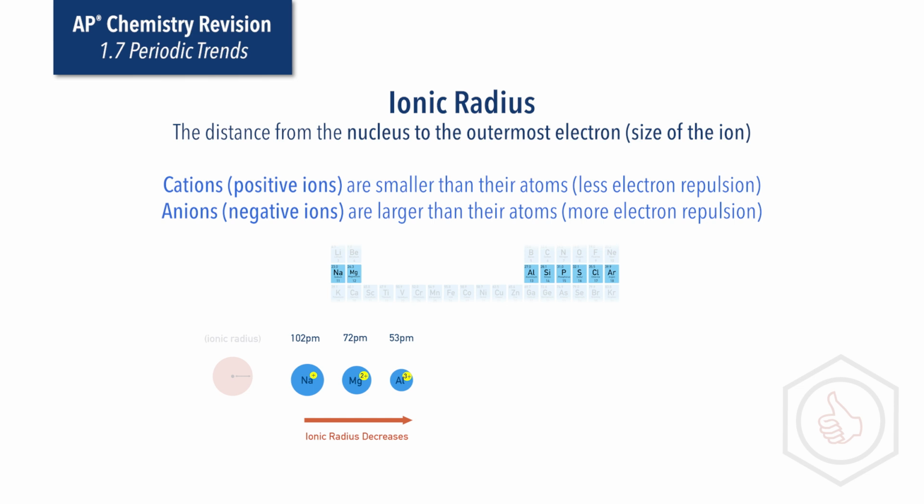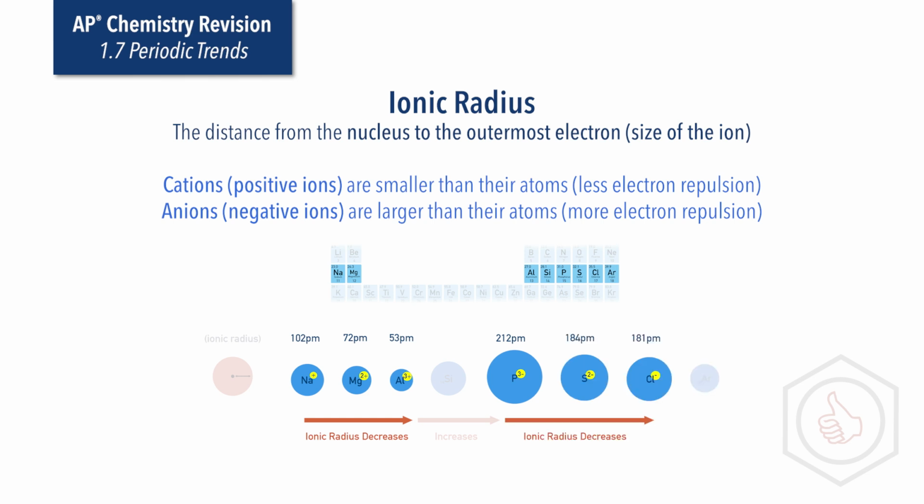There's then a noticeable jump in ionic radius between Al3+ and P3- due to the switch from positively charged to negatively charged ions. Then the ionic radius decreases again as the ions get less negatively charged, causing less repulsion in the outer shell. Notice that silicon and argon in period 3 don't readily form ions and so don't have an associated ionic radius.